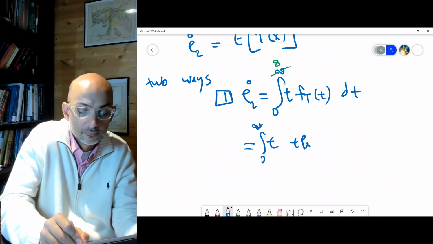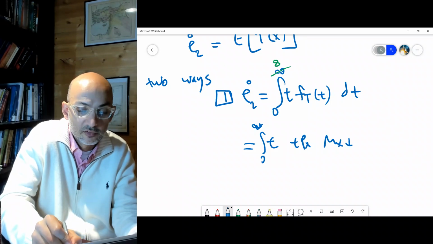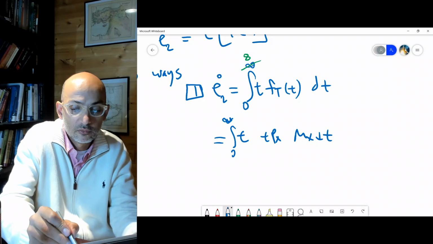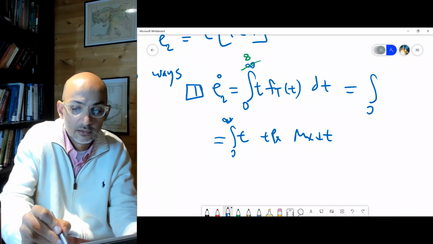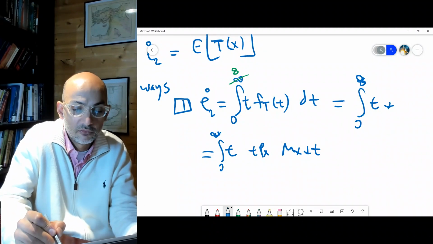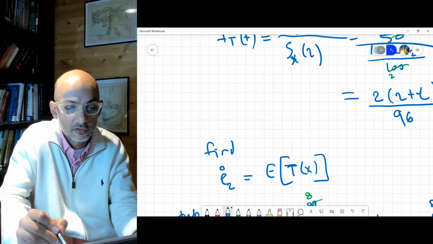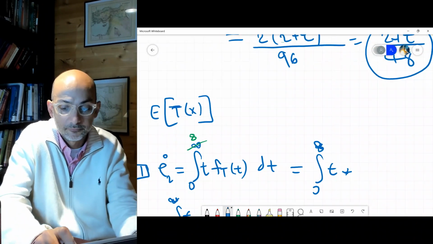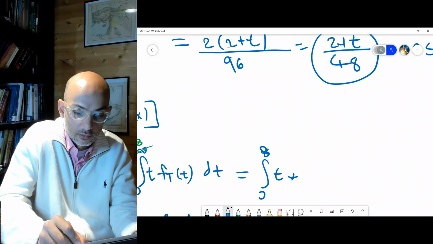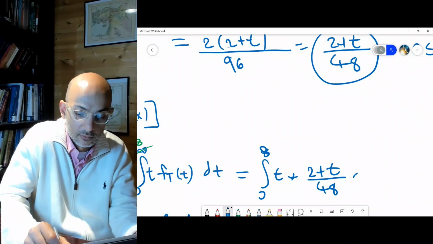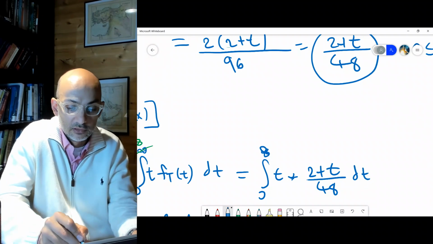And if you do this method, you can write it from 0 to 8, and it can also be written with tpx times mu of x plus t. Same notation. Because this is 0 to 8, and your t multiplied by what is f of t, we calculated just a second ago, right? This guy here, 2 plus t divided by 48 dt.